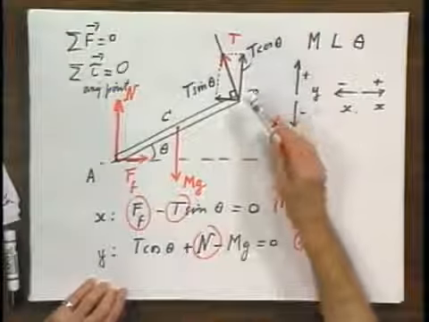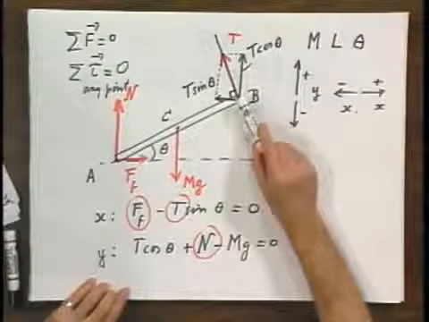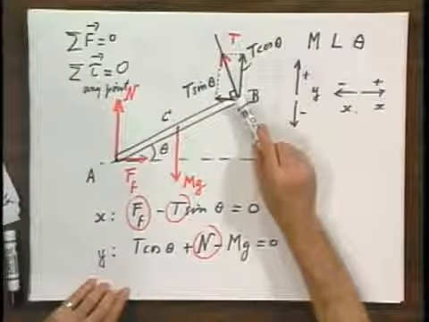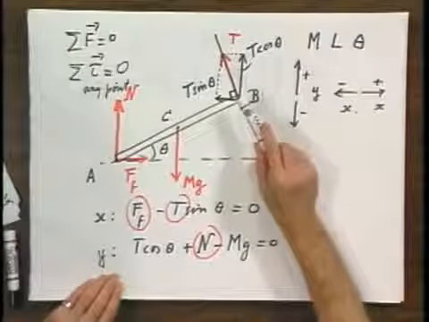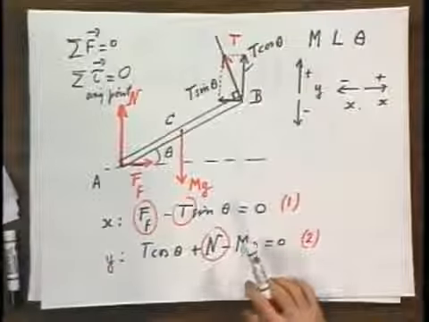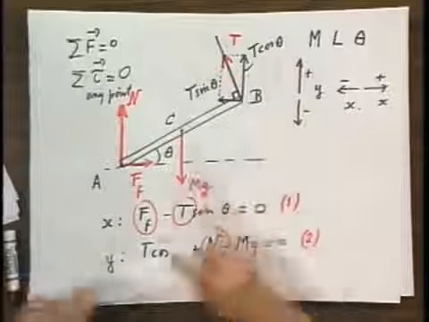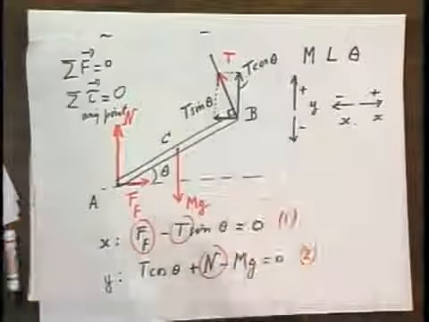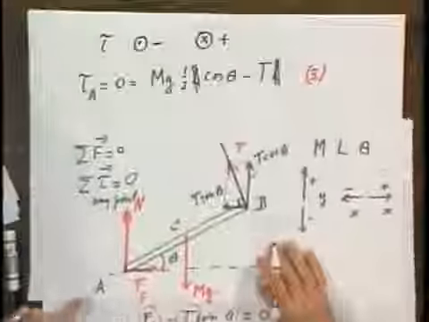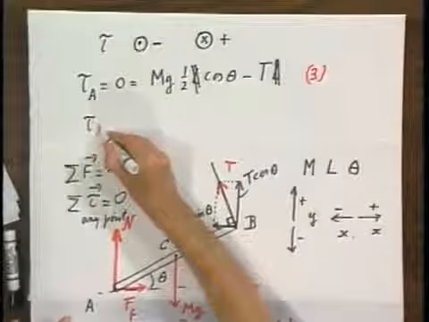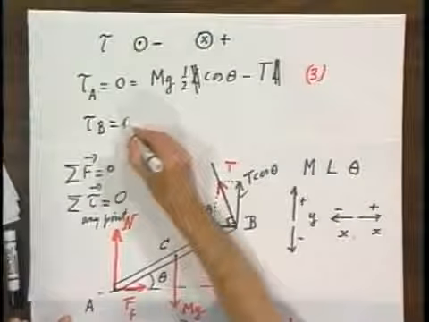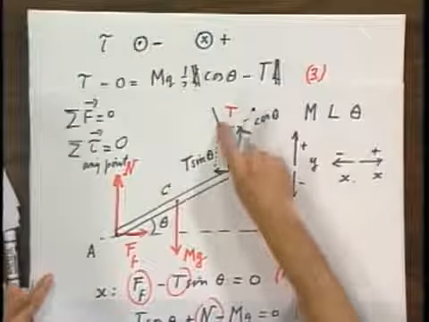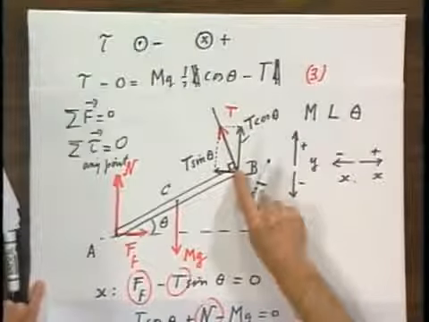Had I chosen point B, or any other point for that matter, about which I would have evaluated the torque, then I would have obtained a different equation. However, that equation would not give me any new information. Let's calculate the torque relative to point B. That torque must also be 0. So now the tension has no effect because it goes through B.